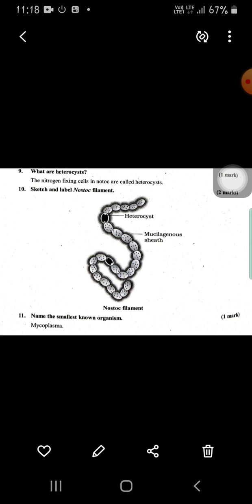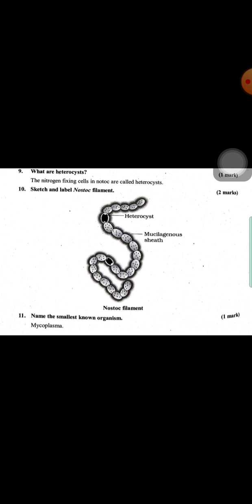Which is the smallest kingdom member? The smallest known organism is Mycoplasma. As I said, Mycoplasma come under Monera.